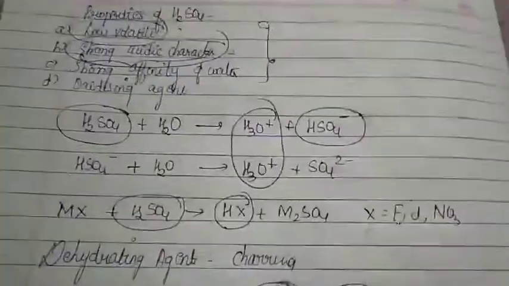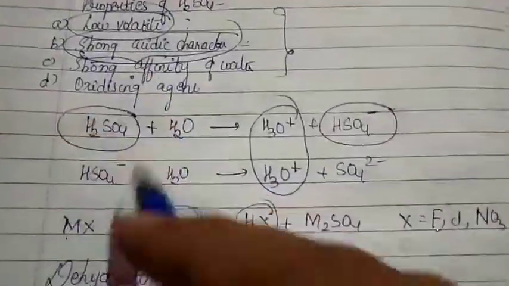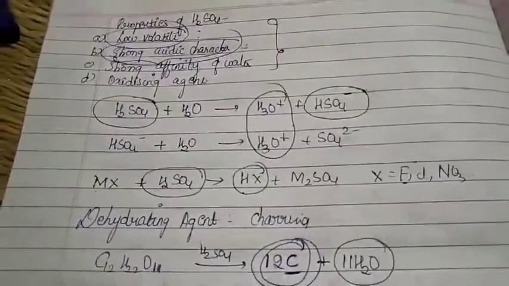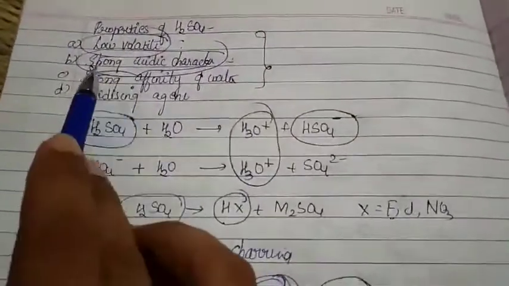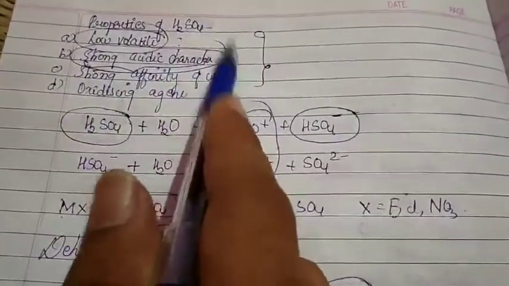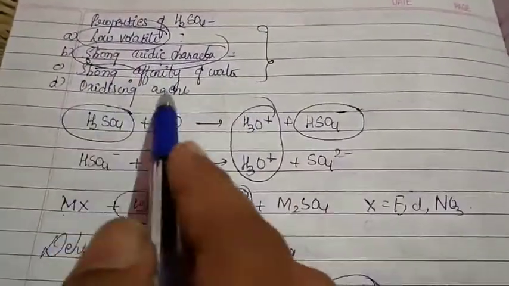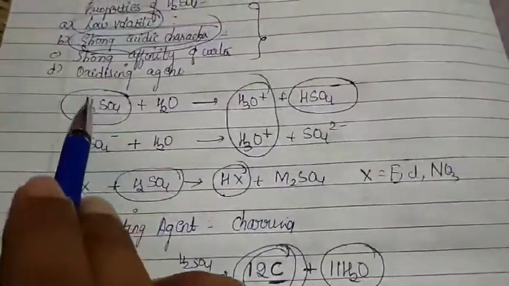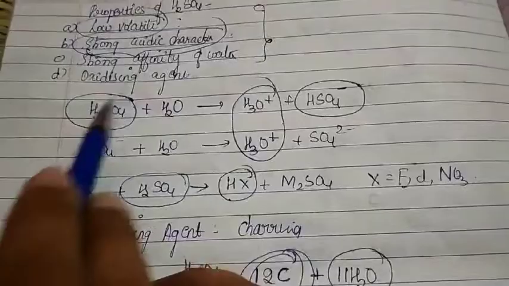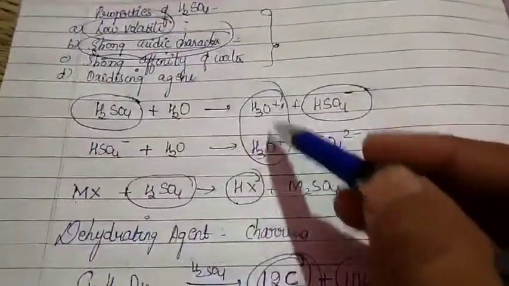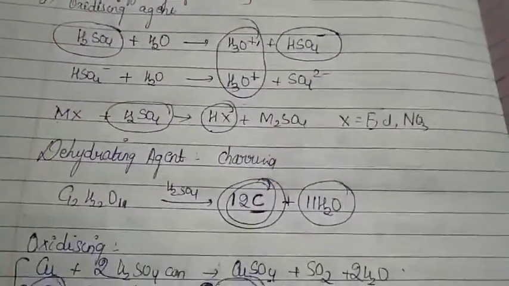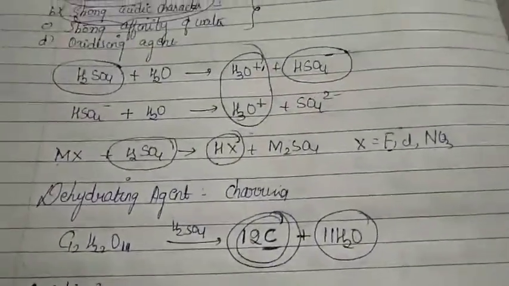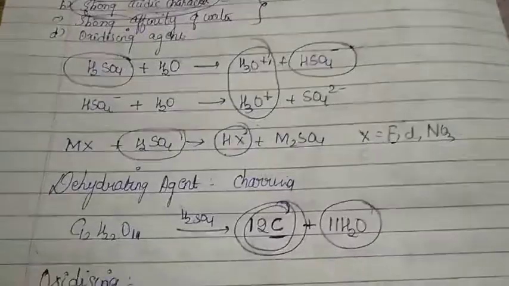So what were the important properties? First of all, we came to know why your sulfuric acid is called the king of chemicals. The main reason is the following characteristics: low volatility, strong acidic character, strong affinity for water, and oxidizing agent. When we call it a strong acidic character, I have shown you that 1 mole of your sulfuric acid, when treated with your water, gives you 2 moles of your H plus or hydronium ion. As the concentration of H plus ions increases, of course we know that acidic character also increases.